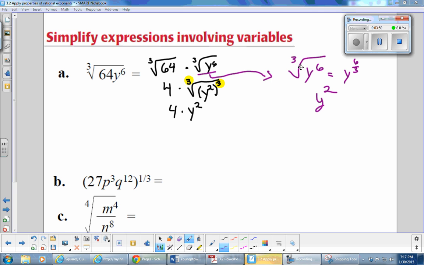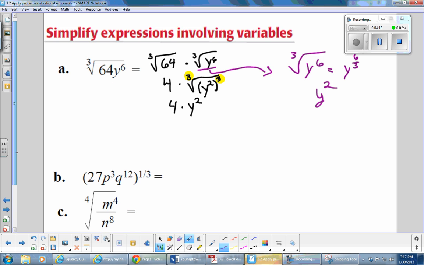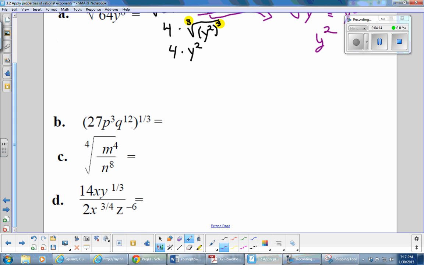So that's the way I like to look at it. I just say, okay, 3 goes into 6 how many times? Twice, so y squared. So you do it however you want to do it. If you want to rewrite it like this and then cancel, that's fine. If you just want to look at it and say, okay, with letters only, 3 goes into 6 twice, so it's y squared. Up to you. There are multiple ways of doing that same problem.